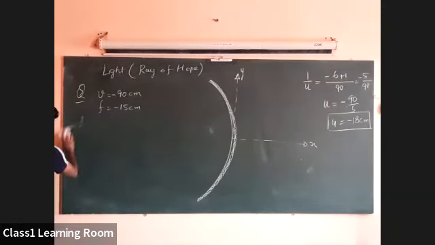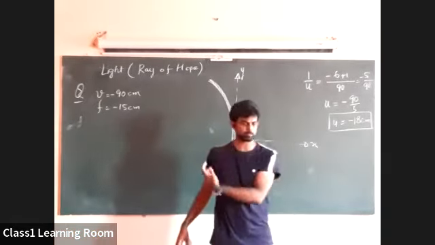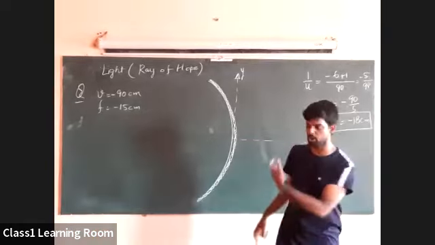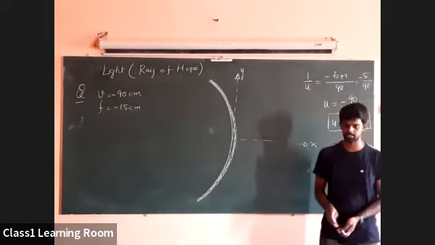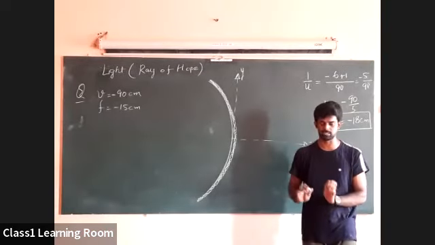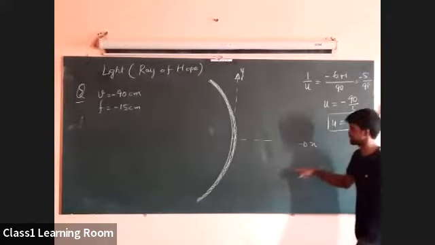See, the important thing is to draw. If you know how to draw the diagram, that means you have learned this optics properly. If you are still not able to draw it, that means you have just memorized it. There is a difference between learning and memorizing. Okay, we'll see that. So you have got minus 18 centimeter.